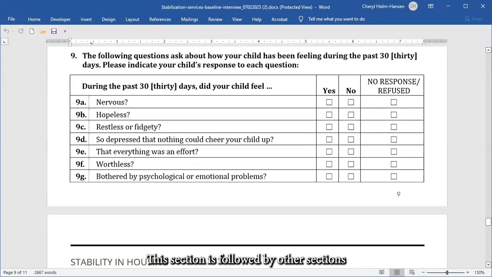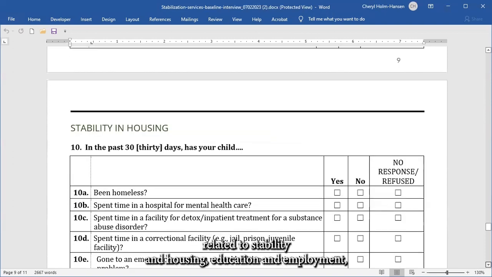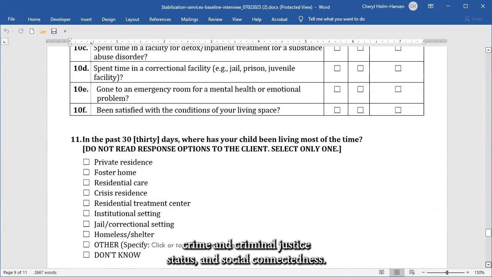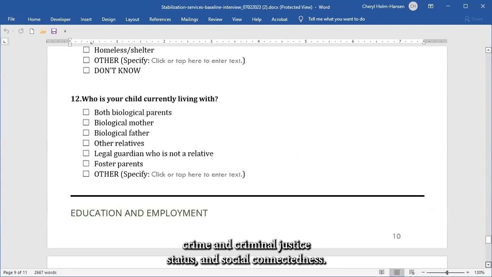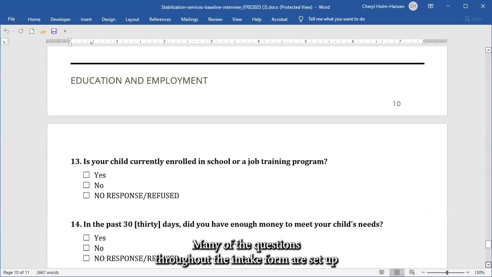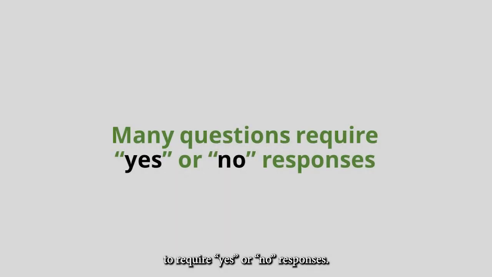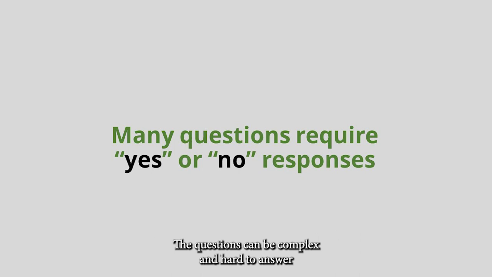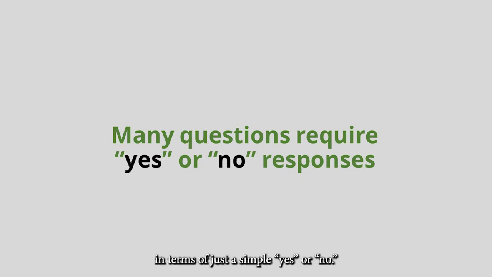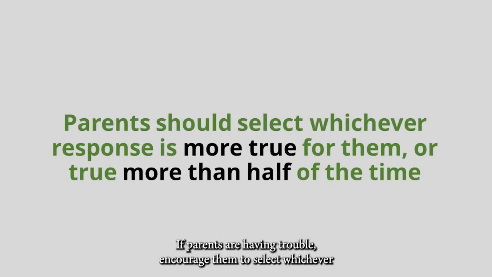This section is followed by other sections related to stability and housing, education and employment, crime and criminal justice status, and social connectedness. Many of the questions throughout the intake form are set up to require yes or no responses. The questions can be complex and hard to answer in terms of just a simple yes or no. If parents are having trouble, encourage them to select whichever response is more true for them, or true more than half of the time.